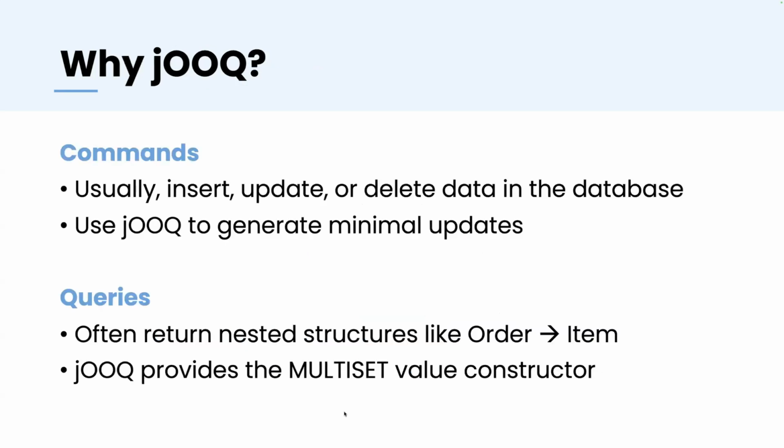Why do I use Juke? I use Juke in my case because the commands usually are just insert, update, and delete statements. I don't need a rich domain model here. But if you have a domain model, you go ahead with JPA and Hibernate. That's not so important. But on the query side, I have an advantage with Juke because if I want to return nested structures, like the order has a list of items, Juke provides a so-called multi-set value constructor.